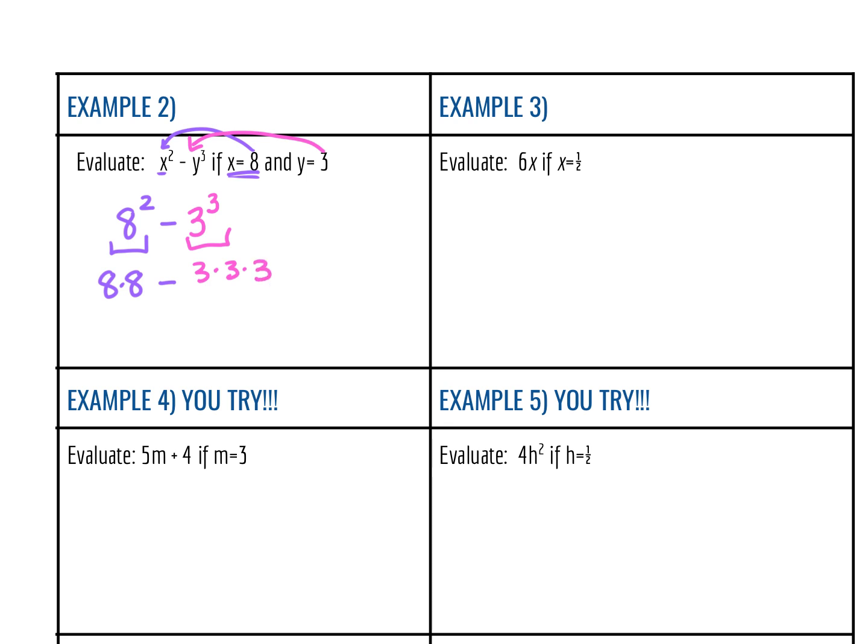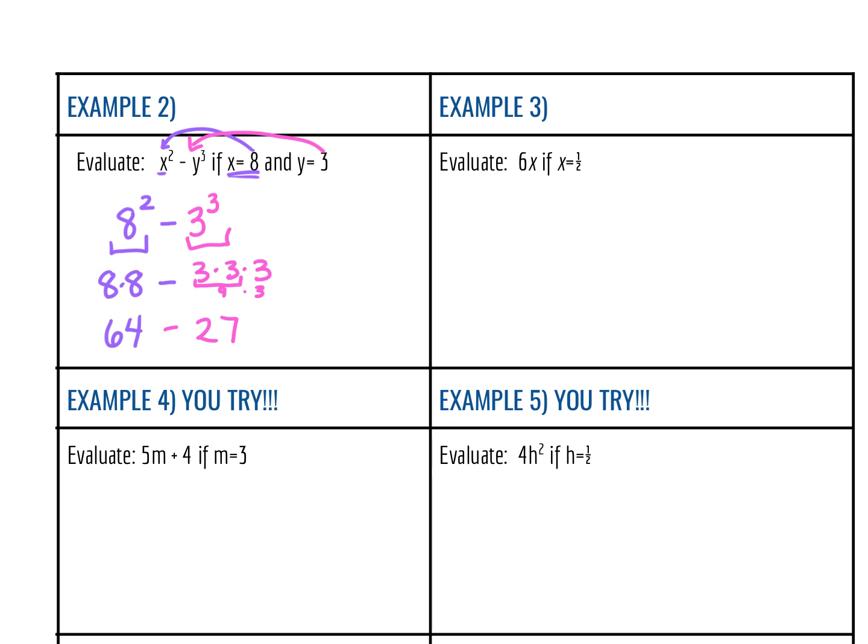So now let's go ahead and solve that. So 8 times 8 is 64. And then we have minus 3 times 3 is 9 times 3, right, is 27.